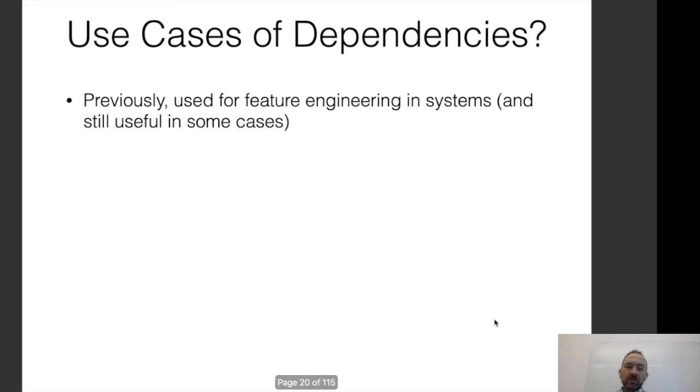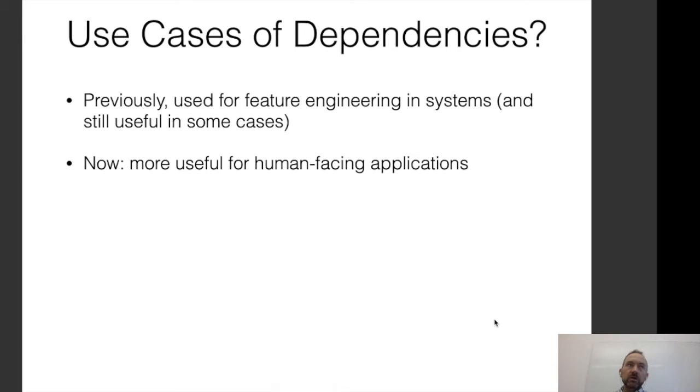On a high level, previously in NLP, before we started using neural network models profusely, these dependencies were used for feature engineering in systems. So we would use these to extract the features that we would then use to perform some downstream question answering or text classification or whatever other task. And they're still useful in some cases for model building as well. But my impression is that at present, they're more useful for human-facing applications, where we use the dependencies to make it easy to analyze some other aspect of the language that we're interested in.